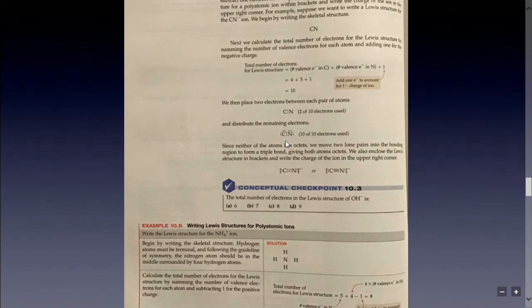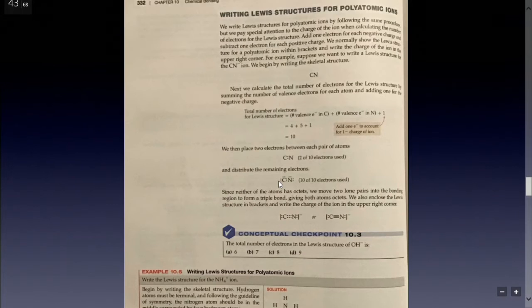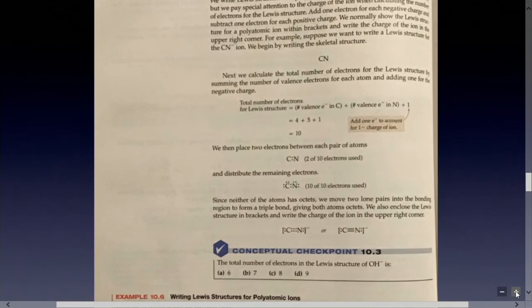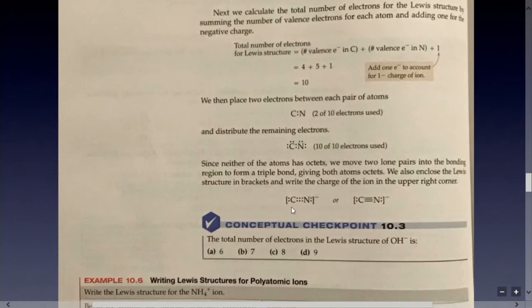But no, yeah, it still wouldn't have an octet. So no, you have no other choice but to borrow the next 2 from the nitrogen. Then everything's got an octet. And if you don't believe me, remember all you got to do is put a circle around the element and the electrons around the element.